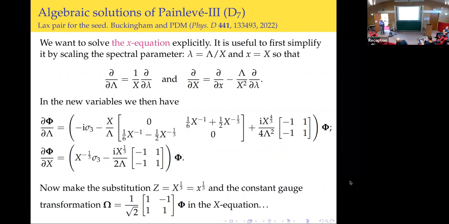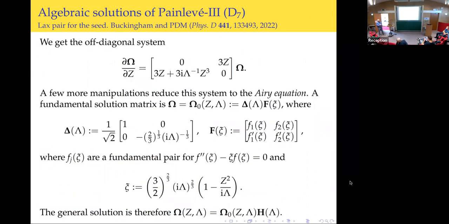So what should you do next? It's completely clear, right, that you should call that thing z. So z is x to the 1/3, and then you're going to have a much simpler equation. It's also convenient to deal with this coefficient matrix a little bit. So we'll make a constant gauge transformation to capital Omega. We will substitute for z and also capital Omega like that as our new variable. And then we end up with this very simple looking off diagonal system like that.